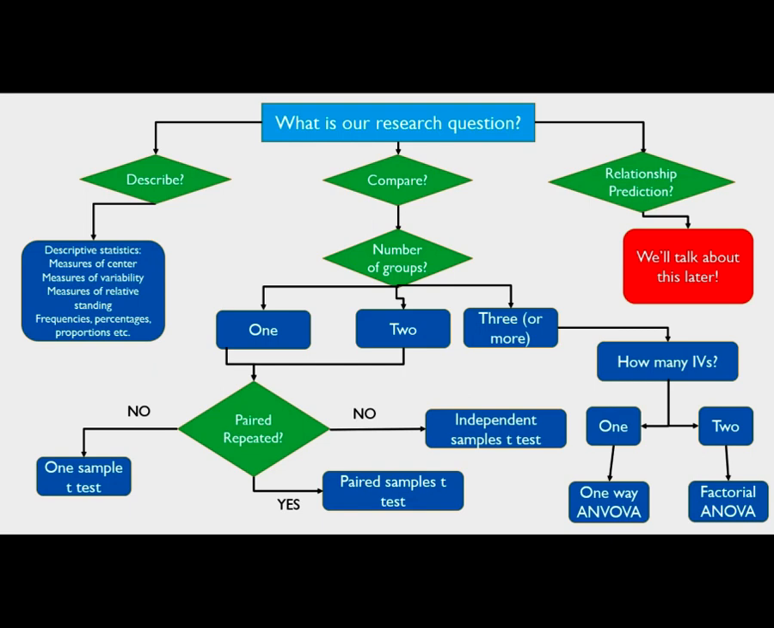So remember our flowchart at the end of the last PowerPoint. We have the research question, and we said if we want to describe, we do these descriptive statistics. If we want to compare, and I've altered this a bit, if we want to do relationships or predictions, we're going to talk about that next. So if we want to compare, the first question is, how many groups do we have? If we have one, we need to ask ourselves, is it paired? If it's not, we do the one sample test. If it is paired, we come down here and do the paired samples t-test.